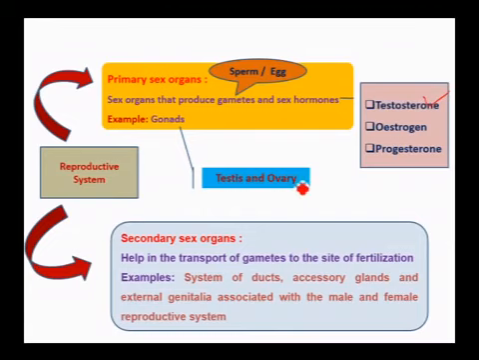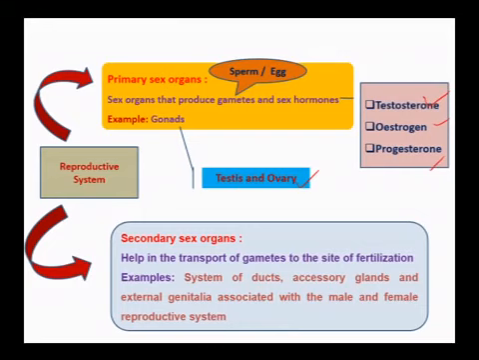Similarly, ovaries are concerned with the production of a female gamete called ovum and secretion of two sex hormones, namely estrogen and progesterone. Estrogen is responsible for the expression of secondary sexual characters in females, whereas progesterone is concerned with the maintenance of pregnancy, so therefore it is called a pregnancy hormone.